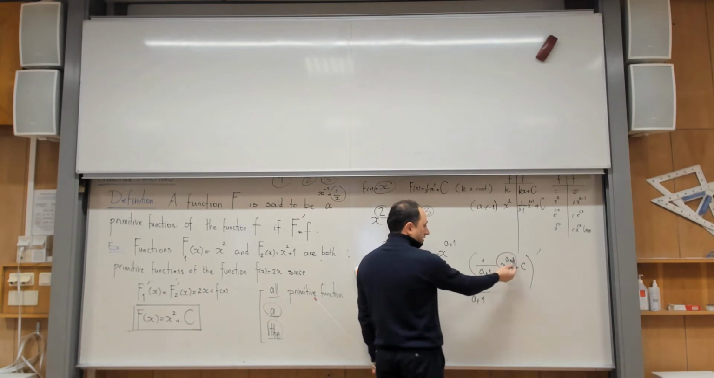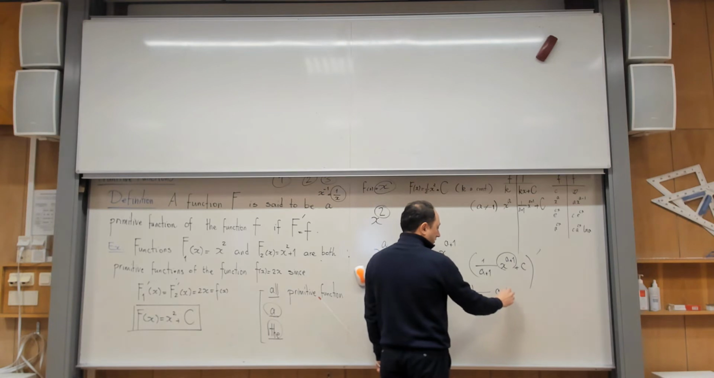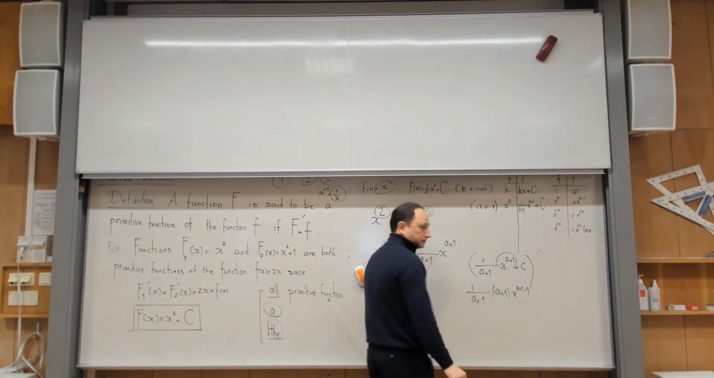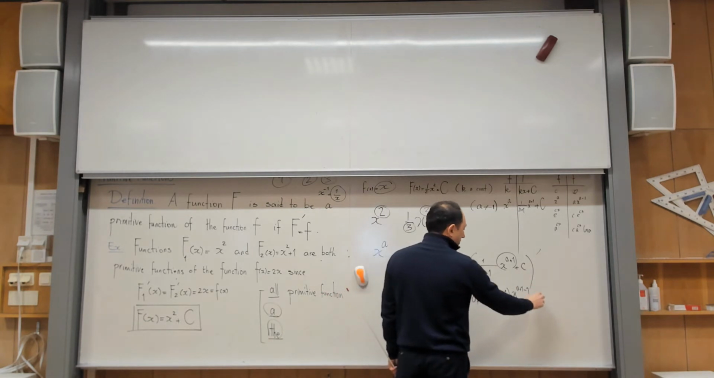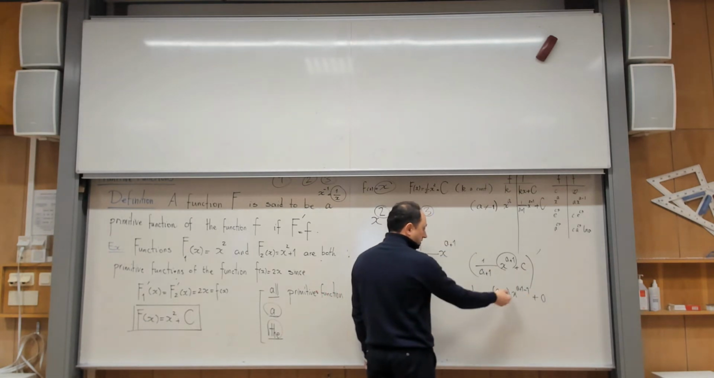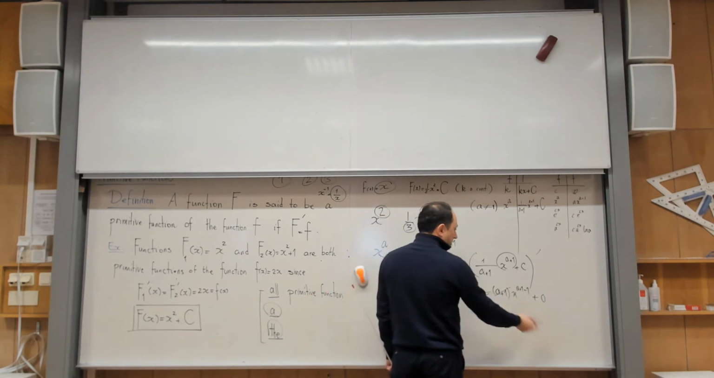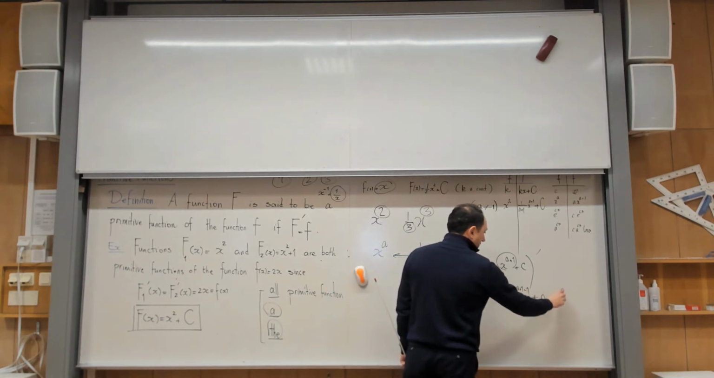How should I differentiate this part? The a plus 1 goes down: x to the power of a plus 1, one unit less. And then the derivative of a constant is 0. But then you see that this a plus 1 and this a plus 1 cancel. A plus 1 minus 1 is just a. So this becomes x to the power of a.